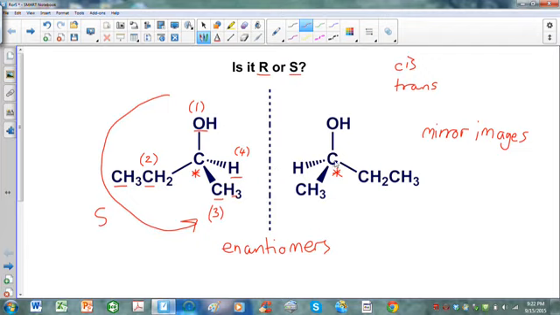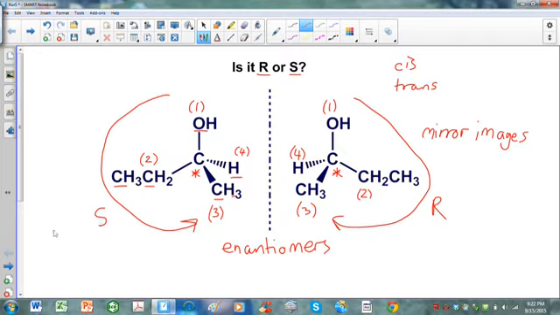Now let's move over to this one, just so you can see that this is going to be opposite of this guy. The groups are exactly the same as they were here, so I'm going to assign exactly the same priorities. 1 for the oxygen, 4 for the hydrogen, 2 for the ethyl, and 3 for the methyl. Now notice how I'm counting this time. Here, the arrow is going around the way the clock goes. This is going around in a clockwise fashion. When you go from 1 to 2 to 3 in a clockwise fashion, your stereochemistry is R, and that's how you can see that these two are exactly opposite to each other.